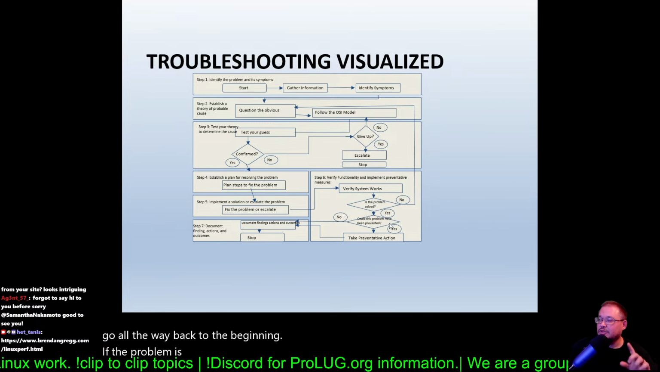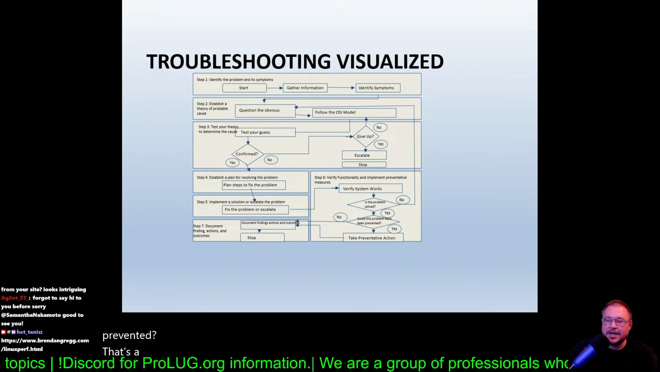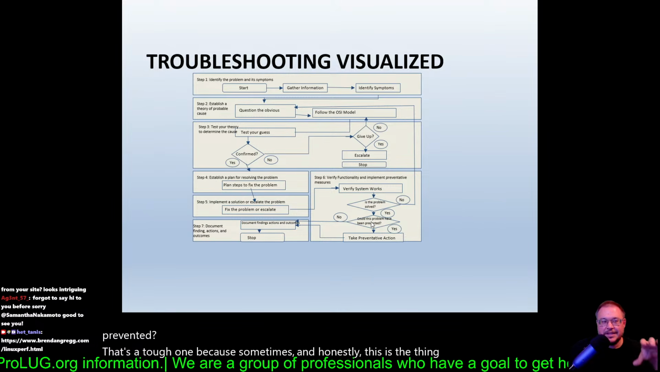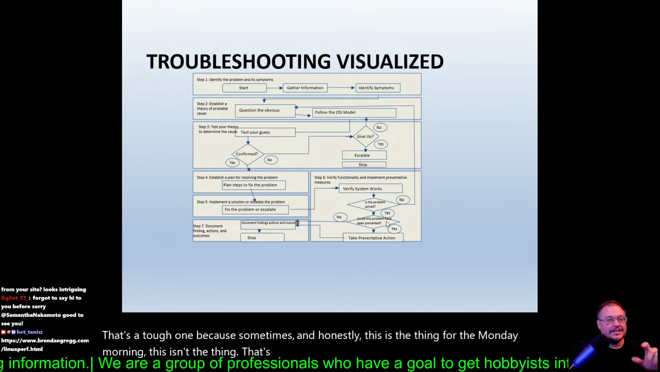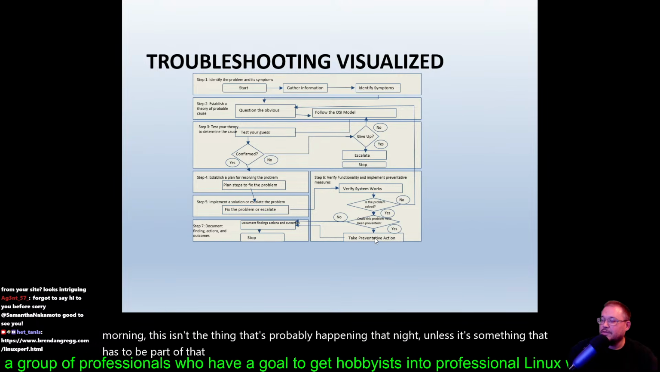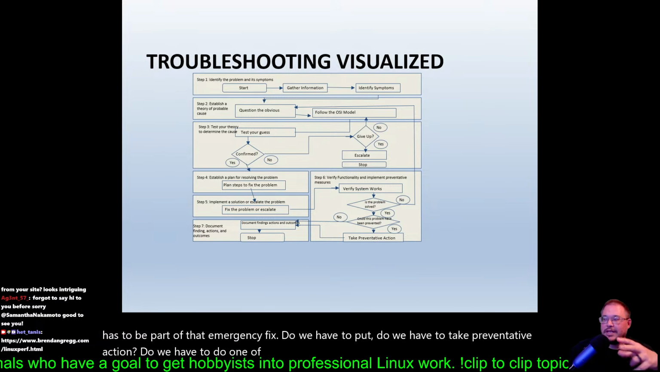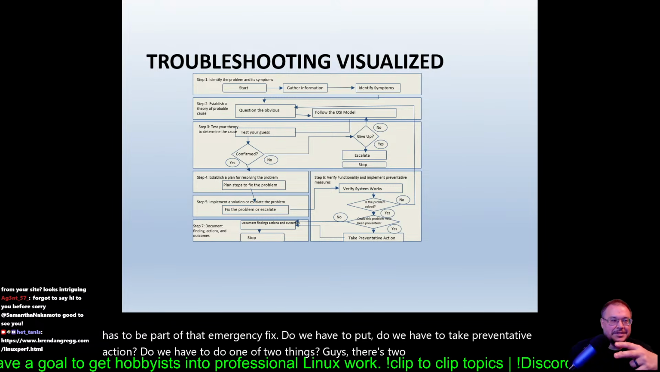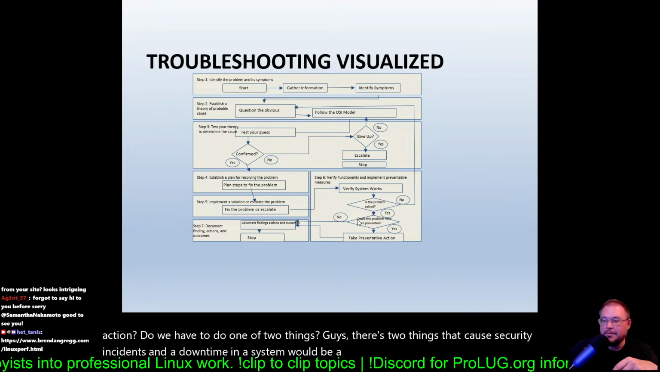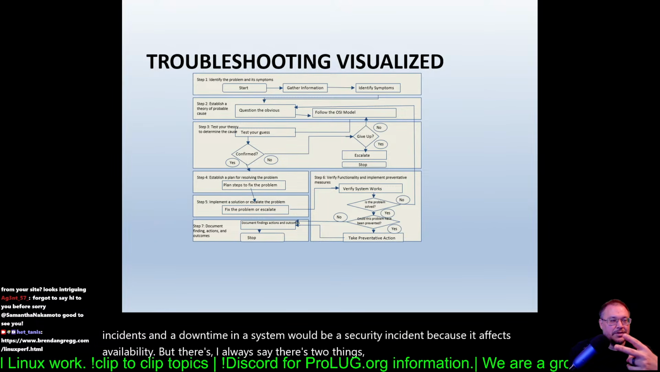And then the question is, could this problem have been prevented? That's a tough one because sometimes, and honestly, this is the thing for the Monday morning. This isn't the thing that's probably happening that night, unless it's something that has to be part of that emergency fix. Do we have to take preventative action? Do we have to do one of two things, guys? There's two things that cause security incidents, and downtime in a system would be a security incident because it affects availability. But I always say there's two things: misconfigured systems and misconfigured users.